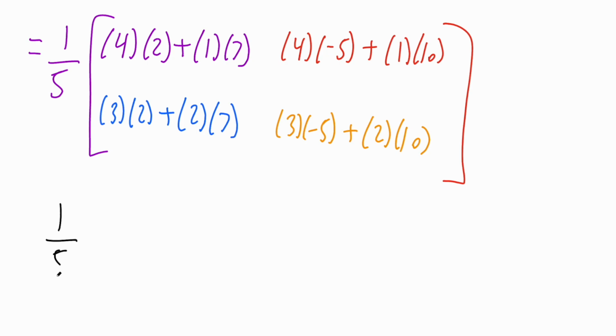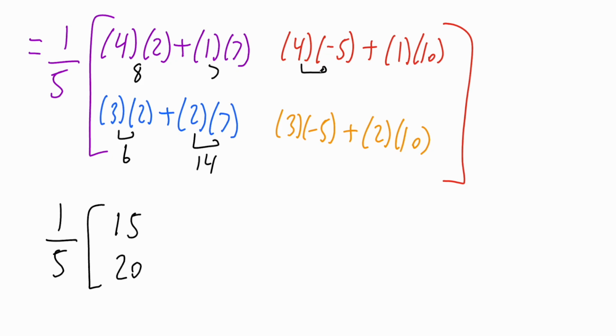At this point, we can clean it up. We have 1/5 times 4 times 2 is 8. 1 times 7 is 7. So 8 plus 7 is 15. 3 times 2 is 6. 2 times 7 is 14. 14 plus 6 is 20.